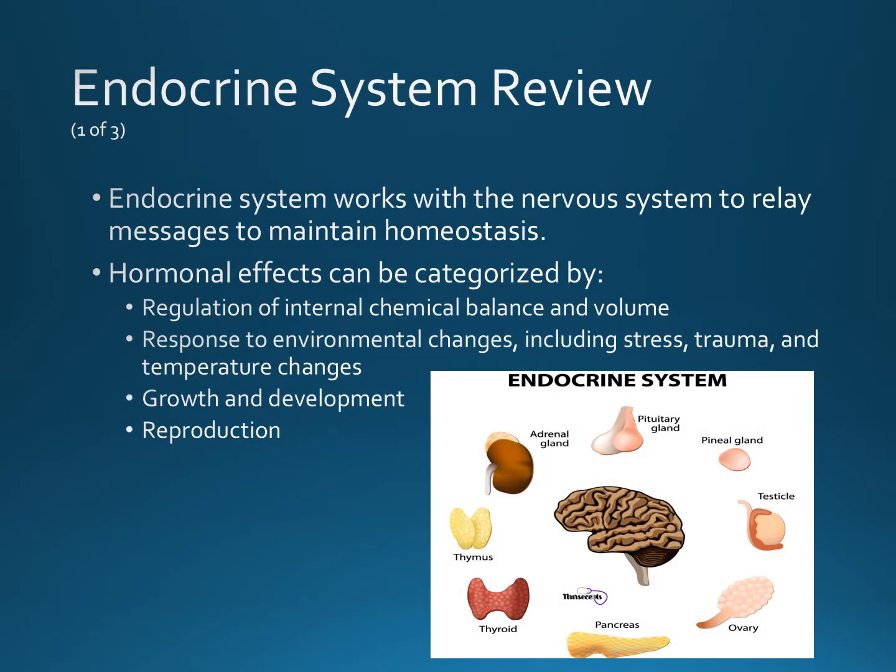So the endocrine system communicates by sending chemical messengers, which are hormones, to target cells that are located all over the body. The hormonal effects can be categorized in a couple different ways. They regulate internal chemical balance and volume. They can also be categorized by the response to environmental changes like stress, trauma, and temperature changes, growth and development, and reproduction. If you look in your textbook, you'll also see figure 8.1 that shows the endocrine system. So again, just remember that the endocrine system works in conjunction with the nervous system to send these messages and maintain homeostasis in the body.